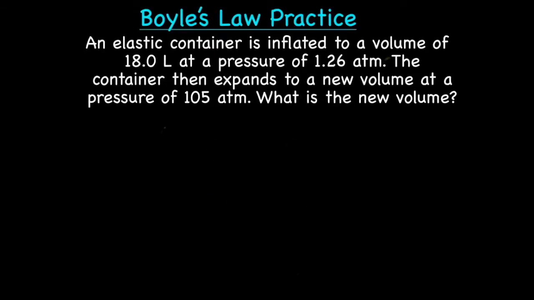Okay, let's try a Boyle's Law practice problem. Now I realize that we have not done a Boyle's Law problem together, but being that it's very similar to the problems we've already done, why don't you hit pause and try to do this by yourself, then hit play and see how you did. All right, so our formula that we're going to use is P1 V1 over T1 equals P2 V2 over T2. Okay, and let's make a list of our variables.